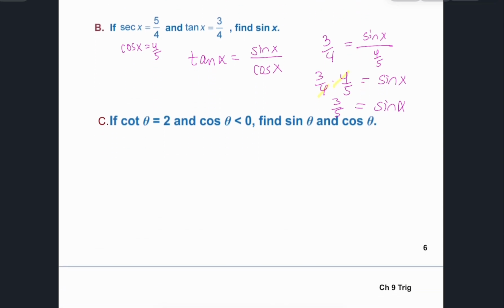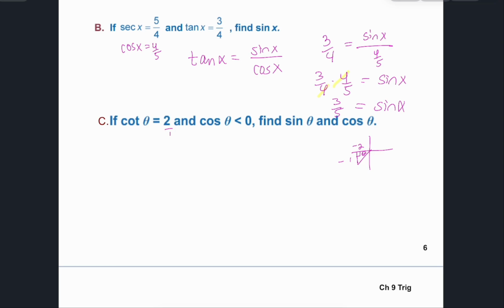Now, again, we could find where the cotangent is positive, but the cosine is negative. That would be down in our fourth quadrant. We could make that 2 over 1. We could build a triangle where our adjacent is 2 and our opposite is 1. They would both be negative. We could do that whole thing, okay? But we also have some facts.